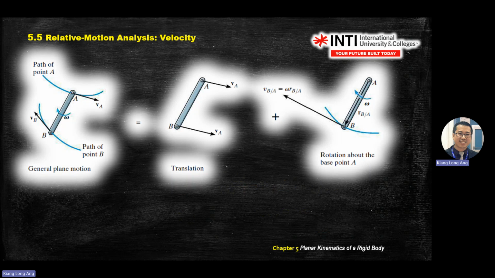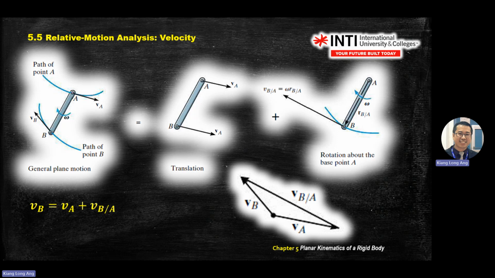So general plane motion, no matter how it goes, consists of translation and rotation. Let's say this object rotates this way, and the path of A moves from here while B moves up. When it rotates like that, you can transfer the motion into translation, meaning move in this direction, plus rotation about fixed point A. So you have VB equal to VA plus VB stroke A with this relationship.